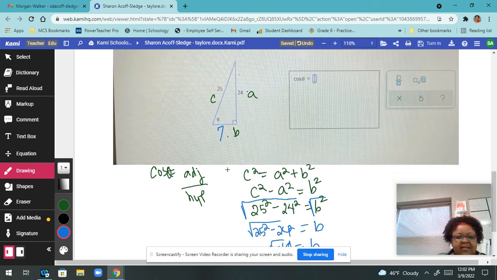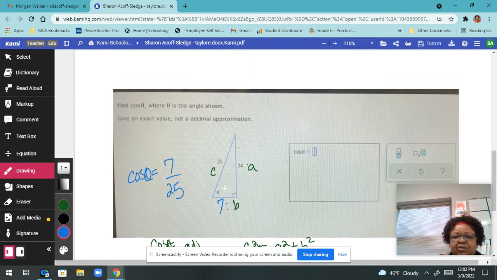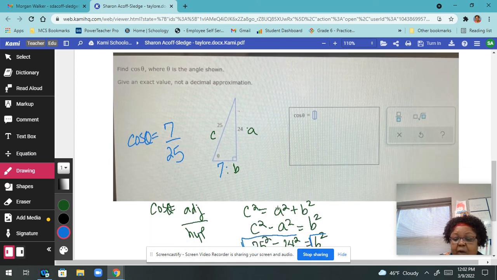So my cosine of theta is equal to adjacent, which is 7, over the hypotenuse, which is 25. Okay, and it said give an exact value, so you just put 7 over 25. That's already simplified as far as it can go.